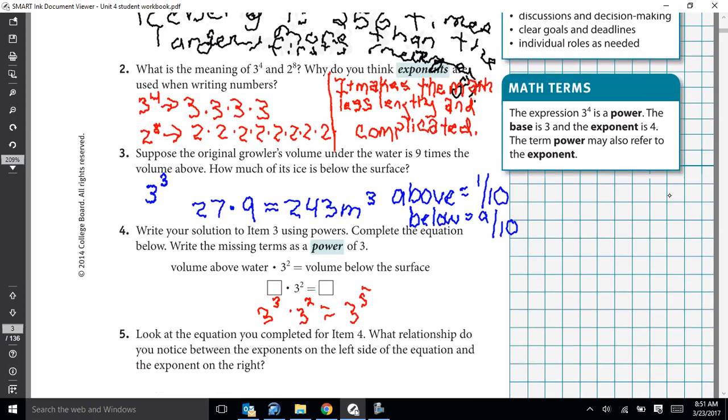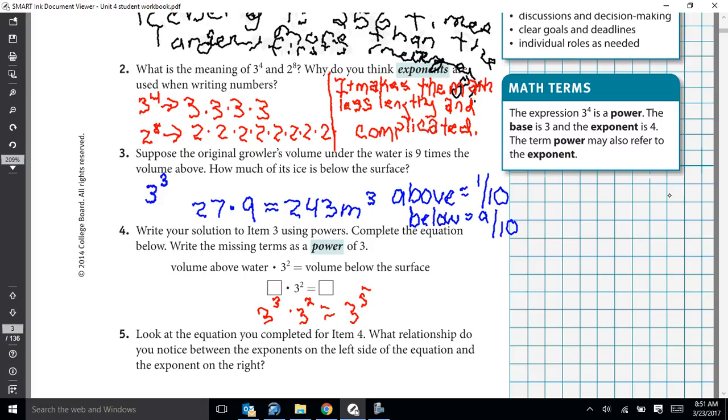So number 3, Grace and Shannon worked on that one. And so it says, suppose the original growler's volume under the water is 9 times the volume above. How much of its ice is below the surface? We know that above the surface is 27 cubic meters, right? And that represents 1/10 of it, and there's 9 times as much below. So when we're talking about icebergs, what we see above the water is a very small portion of the actual complete size of that iceberg, right?